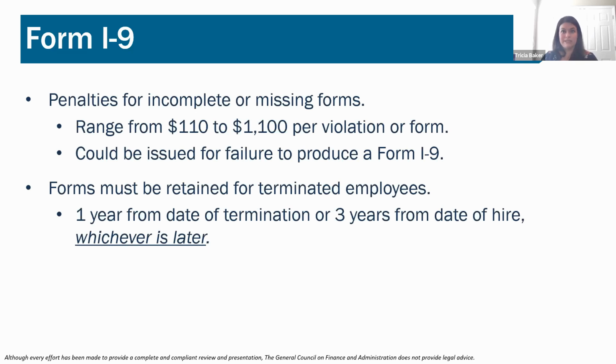If you have incomplete or missing forms for your employees, the fines from ICE for them finding these forms and these issues could be anywhere from $100 to $1,100 per violation or per form. So you could have an audit where the ICE individuals come in and say, we want to review your I-9 forms. And again, they can fine you up to $1,000 per form, especially if you're missing documentation, if you're missing forms, things like that. You have to retain your I-9 forms for your terminated employees, and ICE can review those as well.